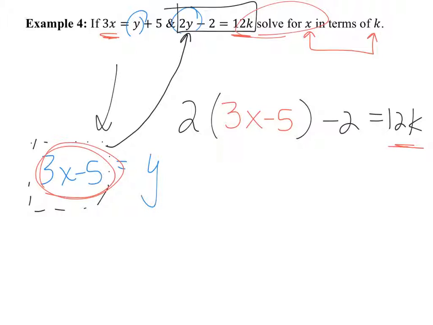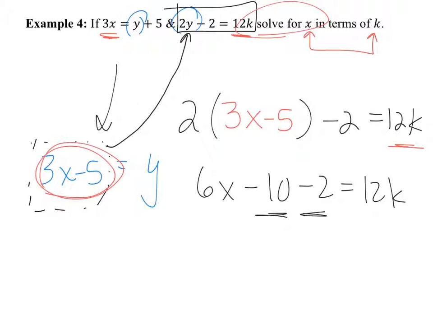Distribute. I think most people would distribute, so I'll do that first, but you don't have to. You can move this 2 over by adding it, and then divide by this 2 if you wanted to as well. But let's distribute because that does seem better anyway. So we distribute this, it becomes 6x minus 10 minus 2 equals 12k. The minus 10 and the minus 2 is a negative 12.